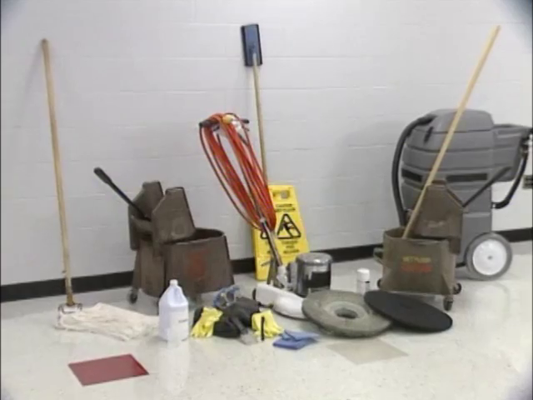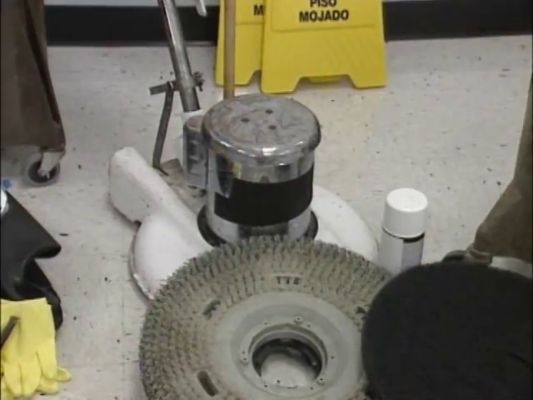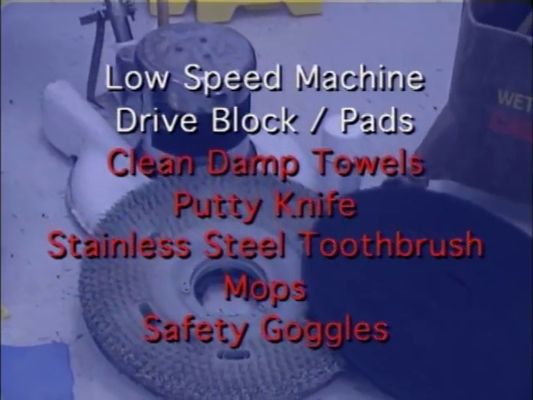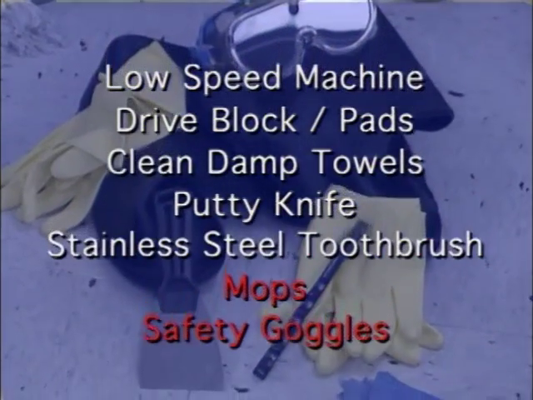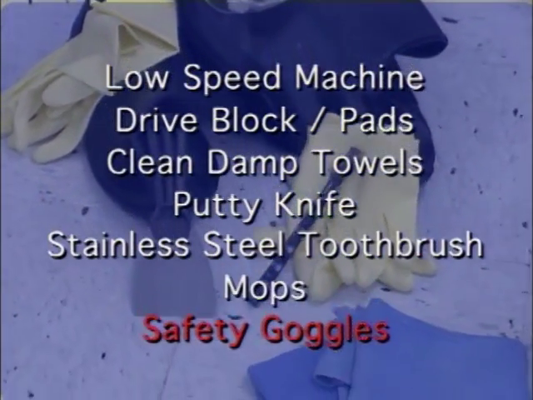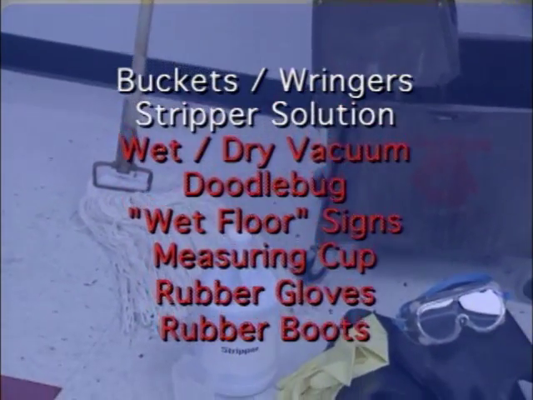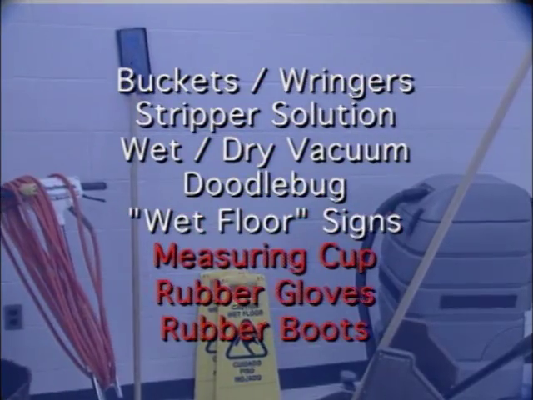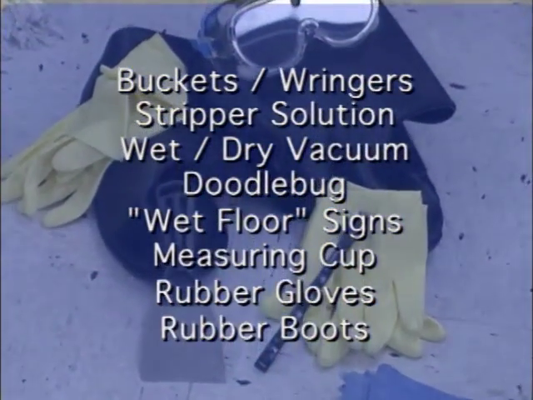Assemble all equipment and materials prior to beginning the stripping process. This includes a low-speed machine, appropriate drive block and pads, clean damp towels, putty knife, stainless steel toothbrush, mops, safety goggles, buckets and wringers, stripper solution, wet-dry vacuum, doodle bug, wet floor signs, measuring cup, rubber gloves, and rubber boots or totes.